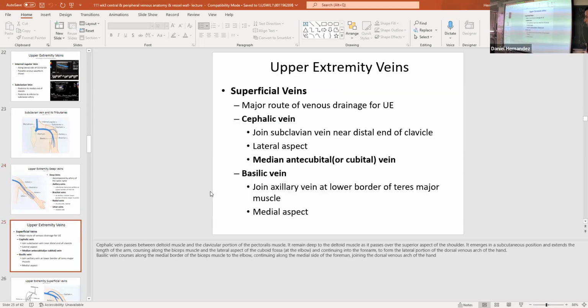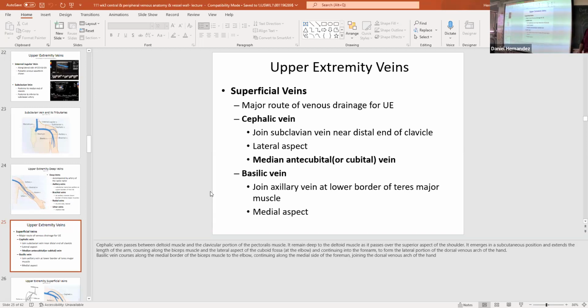As part of an upper extremity venous study, you'll also be looking at the superficial veins, which are the cephalic and basilic veins. There are only two superficial veins for the upper extremities, and there are only two superficial veins that we're really concerned about for the lower extremities as well. So for the upper extremities, those two superficial veins are the cephalic and the basilic.